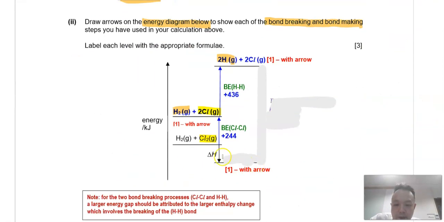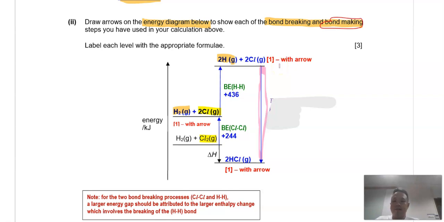Last but not least, we know that this reaction is exothermic. So the end product here will be your HCl gas, with delta H. From this process to this process, the two hydrogen atoms and two Cl atoms, because I'm supposed to show bond breaking, I've shown the bond breaking process. To show the bond making process, it's a downward arrow, because bond making is exothermic, so a downward arrow.